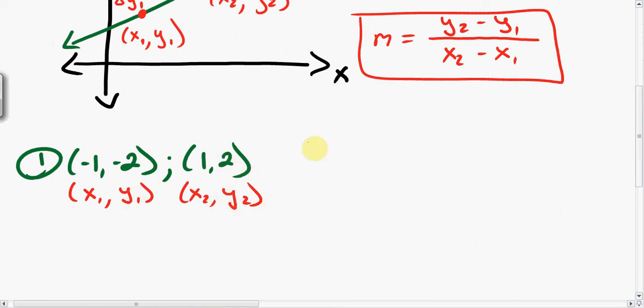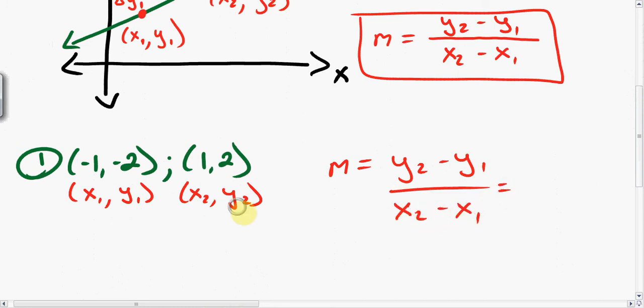So we see our y2. So I've got our slope formula, which is y2 minus y1 over x2 minus x1. Our y2 is the number 2, and our y1 is -2. So it's going to be 2 minus -2 over x2, which is 1, minus x1, which is -1. So it's simple plug and chug with the formula.